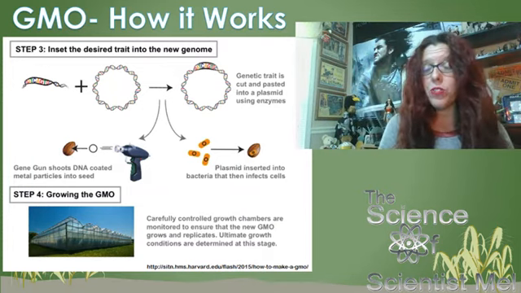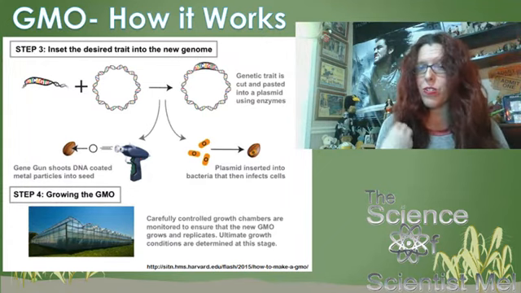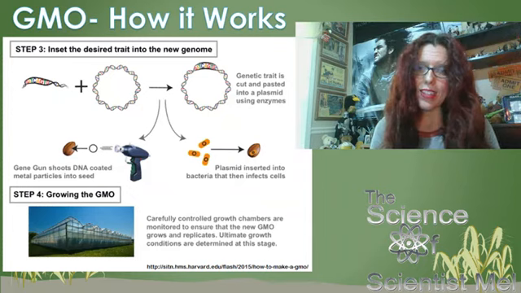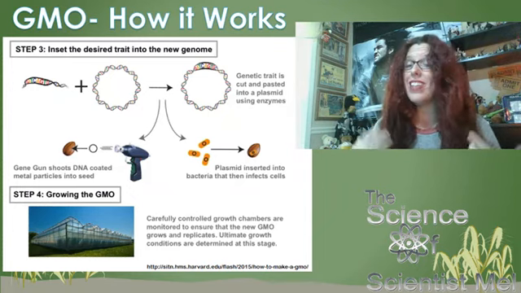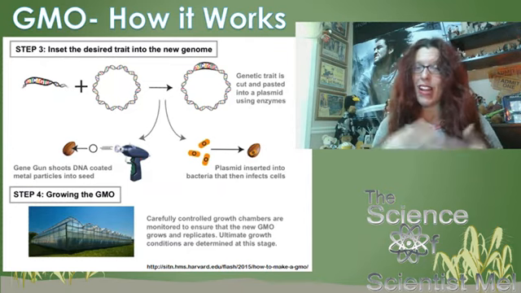Or they can use bacteria, kind of like a Trojan horse, to insert these particular genetic changes within the seed. After that, they have to grow the GMO in order to determine whether or not it can survive and what its needs are.